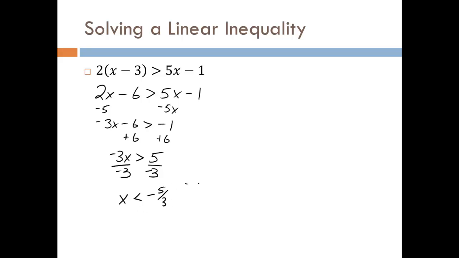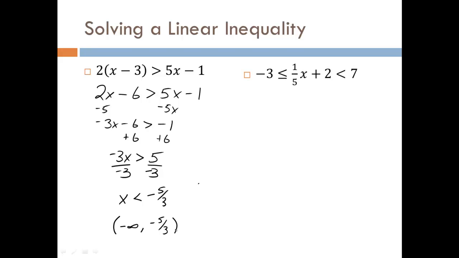And if we wrote it using interval notation, we would have an open parenthesis, negative infinity, comma, negative 5/3. And since it's strictly less than, we don't have the equal to. That means we're not going to include the negative 5/3. So that would also be a parenthesis. Now let's look at a second example.